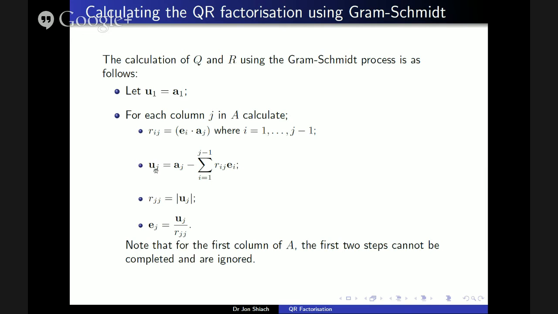Once we've got Uj, we need to normalize Uj. So calculate its magnitude by calculating the norm, and then divide Uj by its magnitude to give us Ej. For the first column of A, we can't do these first two steps, so we just go straight to Rjj. Okay, so that's the process. And you're quite used to my methods by now, we're going to go through a worked example. It becomes a lot clearer, as always, with examples when you do these types of things.